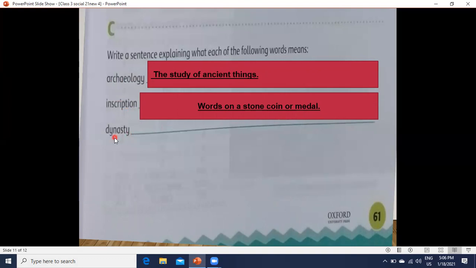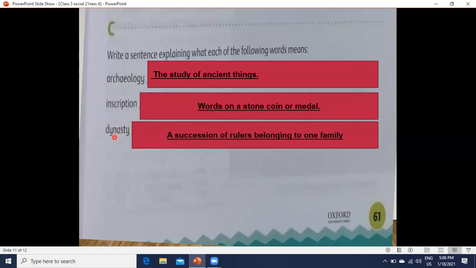Last and final word is dynasties. Dynasty means a succession of rulers belonging to one family who come first and then other one, then other one. A succession of rulers belonging to one family, that is called dynasty.